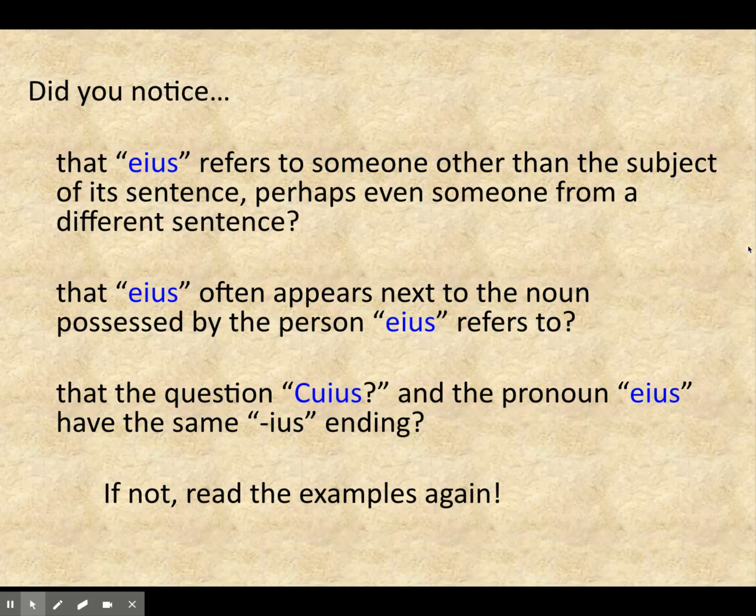All right, so that concludes our video on suus, the possessive adjective that says the noun it agrees with belongs to the subject of your sentence, and eius, the possessive pronoun that says the noun I agree with doesn't belong to the subject, it belongs to somebody else. Either way, we're not pointing at ourselves, we're not pointing at who we're talking to, we're pointing to some third person. Either the person we're talking about, suus, or someone else, eius.